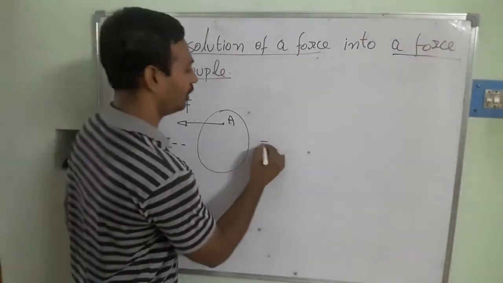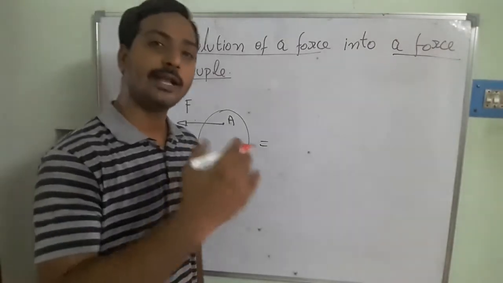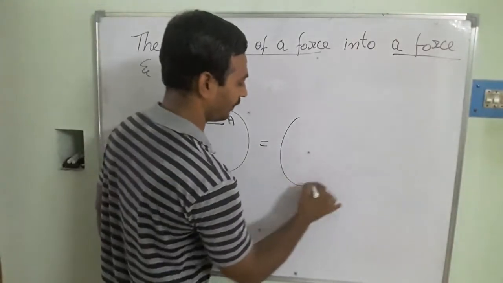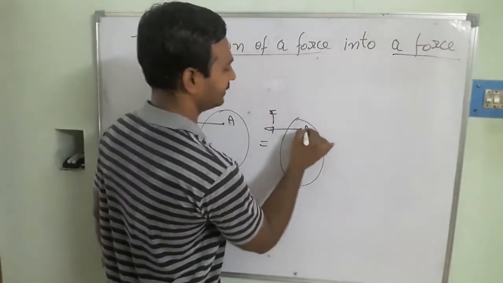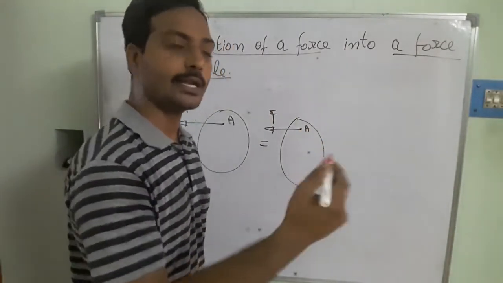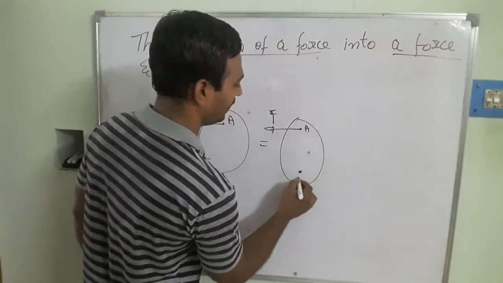So I am going to take another observation point. The same body I have taken, and here the force is acting, then A. So I am considering another observation point, which I am going to take at B.